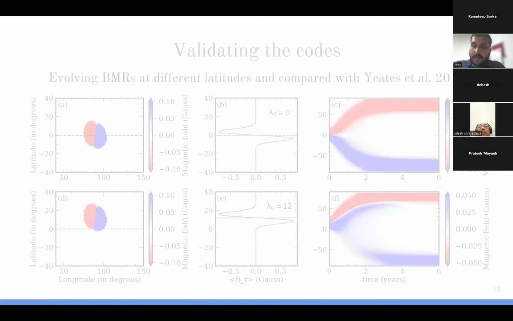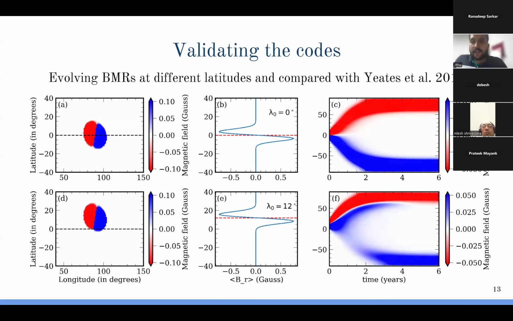Okay. Going forward, once we had this system, we had to validate the codes. For that, we took two different setups. The first validation was to take the BMRs and put them at different locations. Sorry, BMR means bipolar magnetic regions. That's how, in an SFT code, we put source terms.